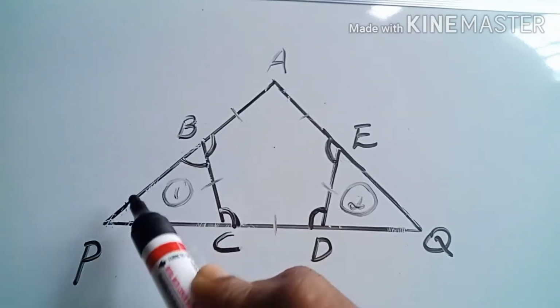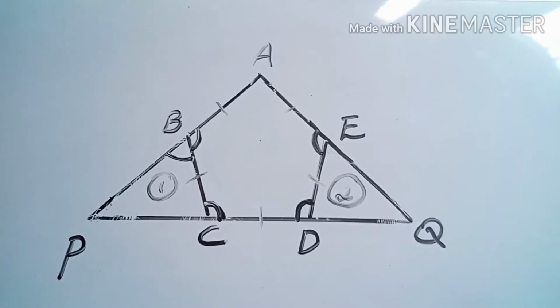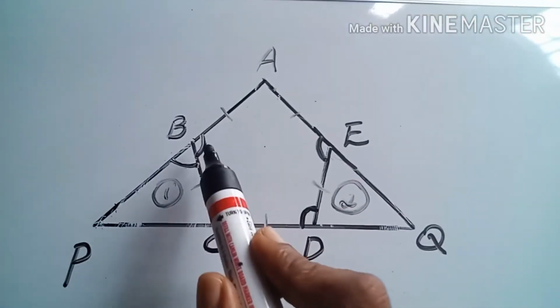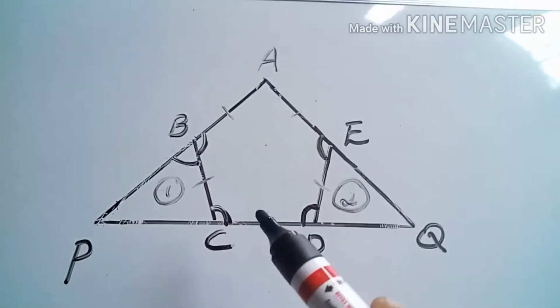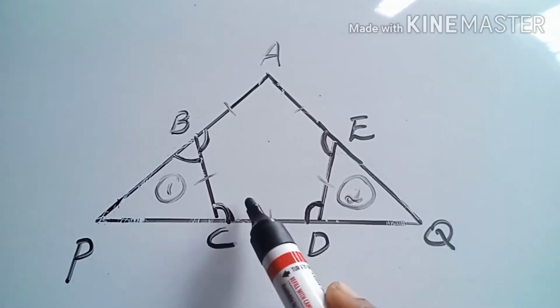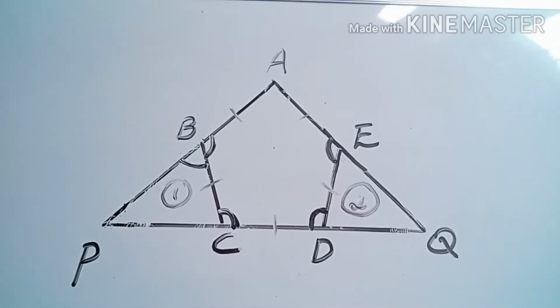Whatever be this angle, this line we can consider as a linear pair. In 7th standard you have learned about the linear pair. If this is 30 degree, this will be 180 minus 30. If this is 30, here also it is 180 minus 30. Linear pair means the sum of these two angles is 180.